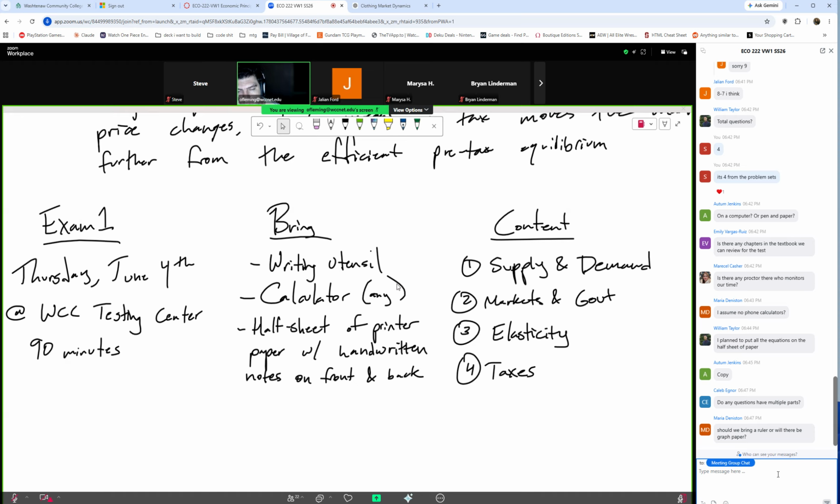Should we bring a ruler? There will not be graph paper. It's just printer paper. Damn it. You could bring a ruler. There's a chance they don't let you use it though. I should have indicated on the instructions to bring a ruler.